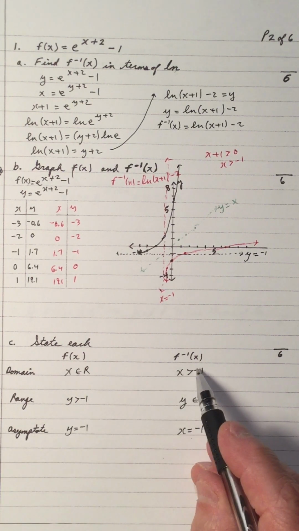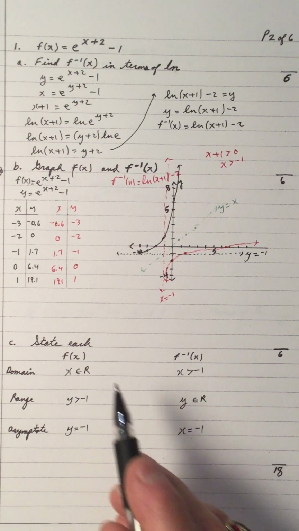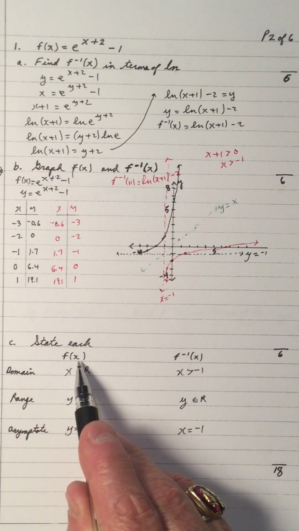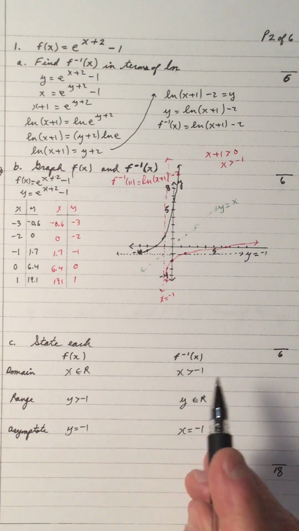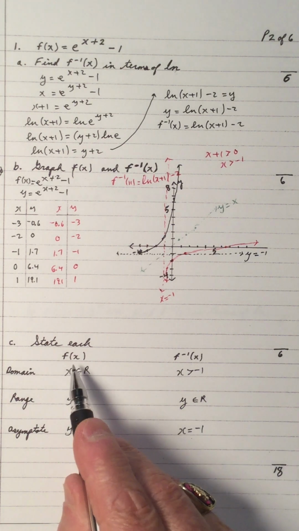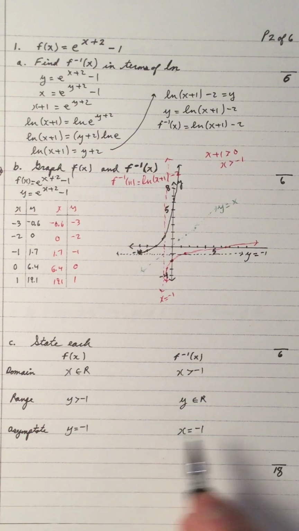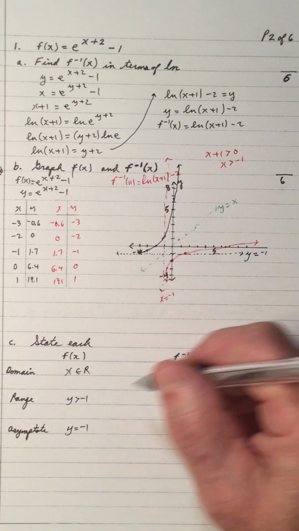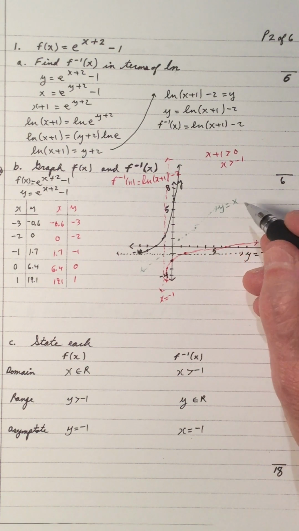So notice the switch: the domain is always the x's, the range is always the y's. So the domain of f of x becomes the range of f to the -1, and the range becomes the domain. You can see how the switching goes in relation to y equals x.